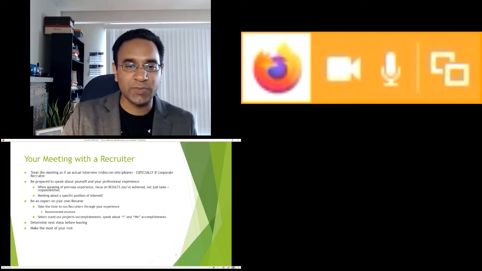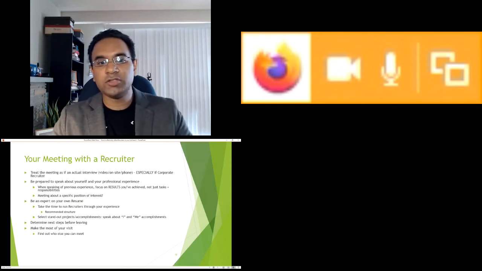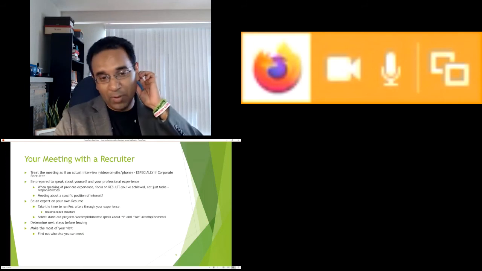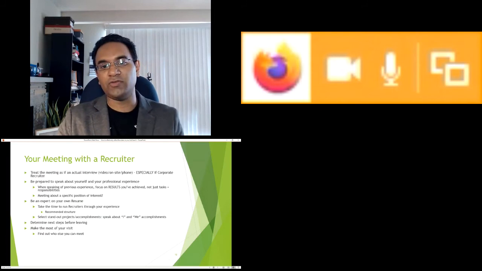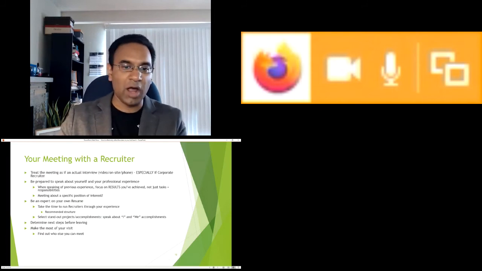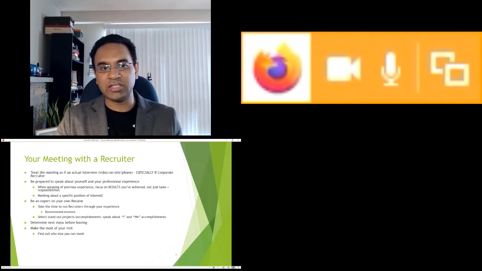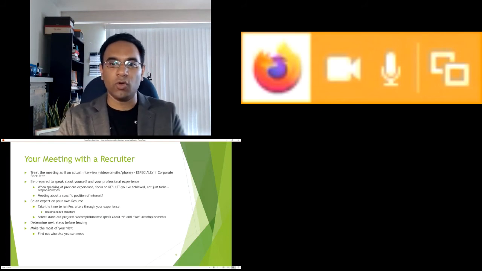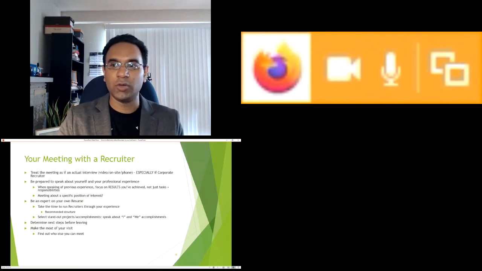And then make the most of your visit, especially if you're meeting with a staffing agency. Make the most of your meetings, and find out who else you can meet with, if there's anyone else. And by the way, this doesn't apply only to staffing agencies. Maybe you're meeting with a corporate recruiter, right? You want to find out if there's anyone else at the organization you can meet with. If they really like you, if they feel that you might be a fit or that some hiring manager on the team might want to meet with you, it's possible they might have you meet someone else, right? And in staffing agencies, there might be different teams focused on different types of roles and different types of clients. So it's possible that they might want to introduce you to someone else on some other team.